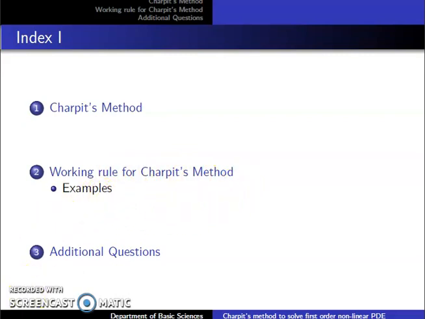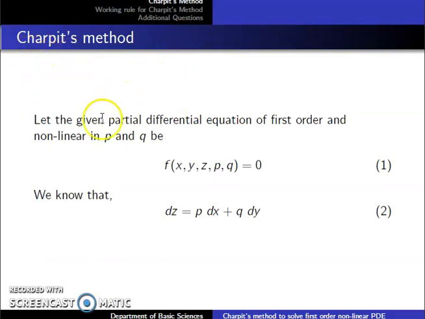for homework. Charpit's method. Let the given partial differential equation of first order and non-linear in PDE be f of x, y, z, p, q is equal to 0. Let us take this as equation number 1. Also, here z is the dependent variable. That means z is a function of x and y.